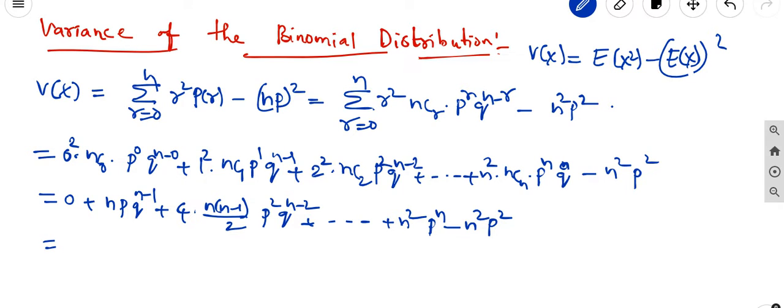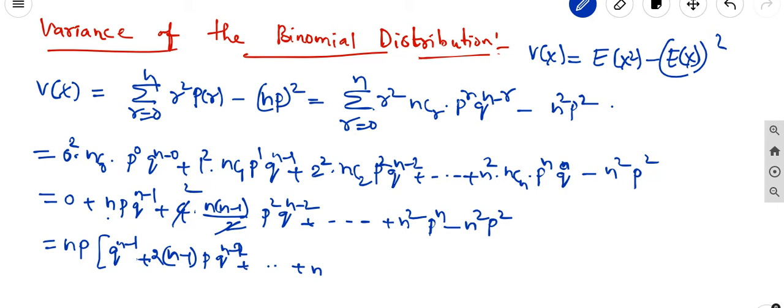Here from all the terms np is common. np into q power n minus 1 plus 2 into n minus 1 p q power n minus 2 plus so on plus n p power n minus 1, minus np. Okay, this is n square p square is np.